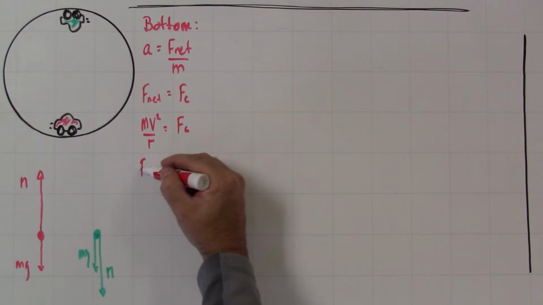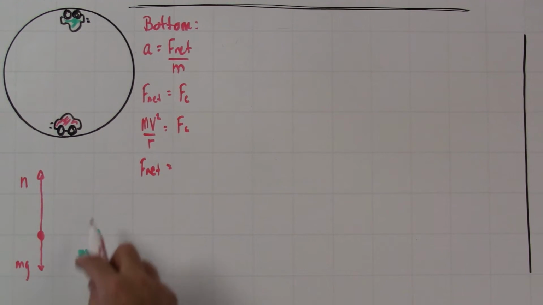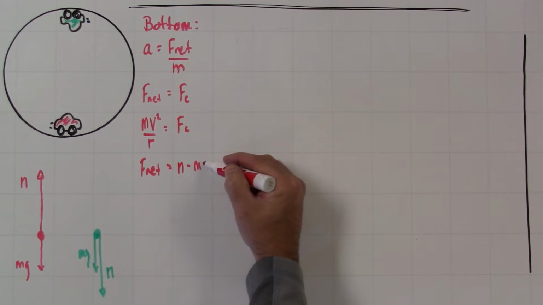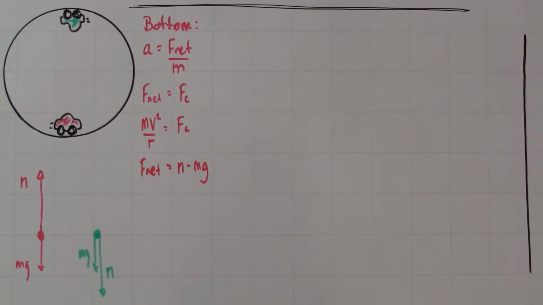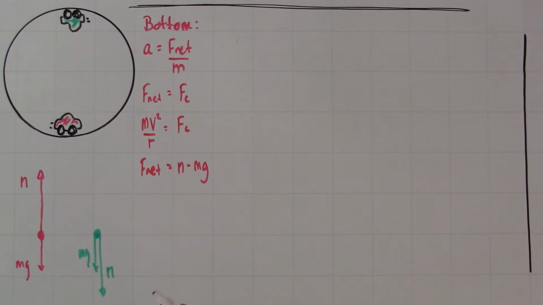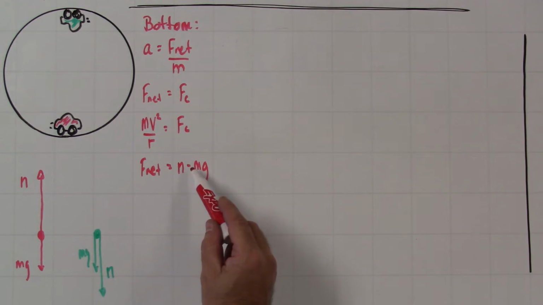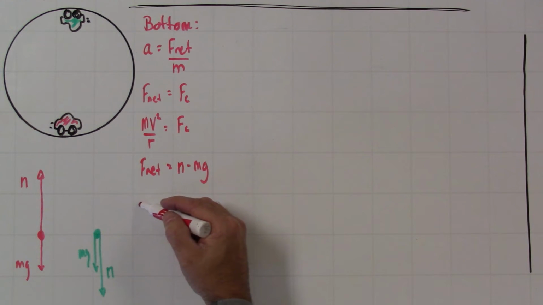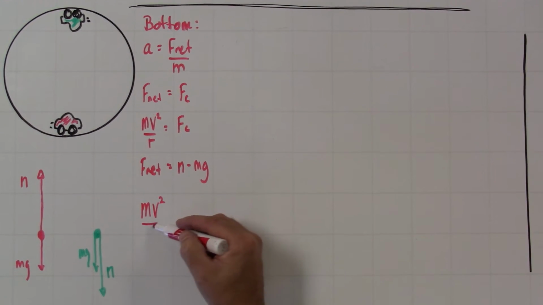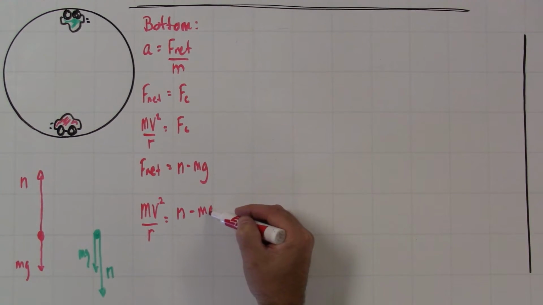Well, in this context, the net force, given this force diagram on the side here, is normal minus the weight. In order to keep our values positive, we always do big minus little. So we do big minus little, normal minus weight. Since the net force is a centripetal force and the net force is N minus mg, I can set those equal to each other, and I end up with this expression, mv squared over r is equal to N minus mg.